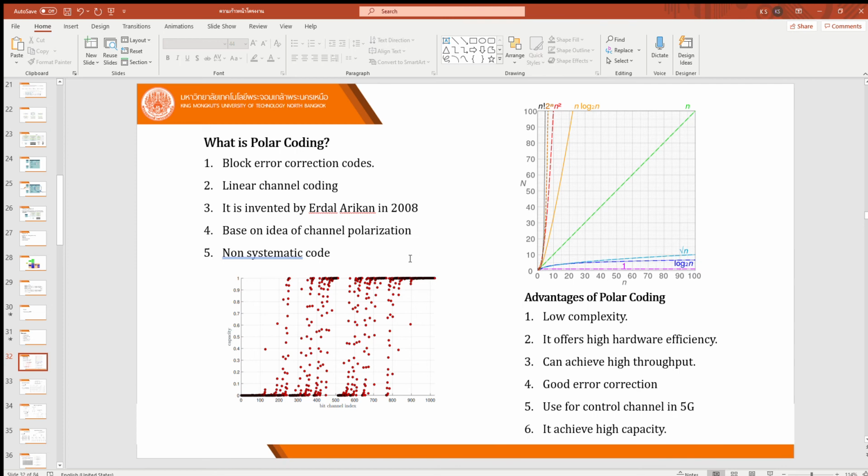The advantage of polar coding, first, is low complexity. It's very simple. It offers high hardware efficiency. It can achieve high throughput, good error correction, is used for the control channel in 5G, and it achieves high capacity.